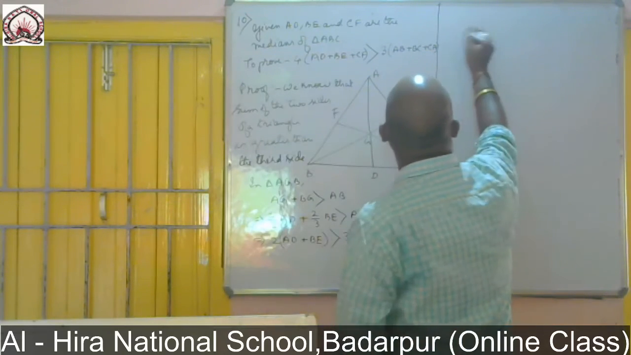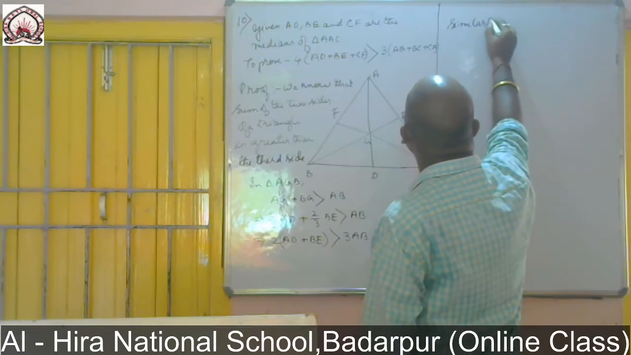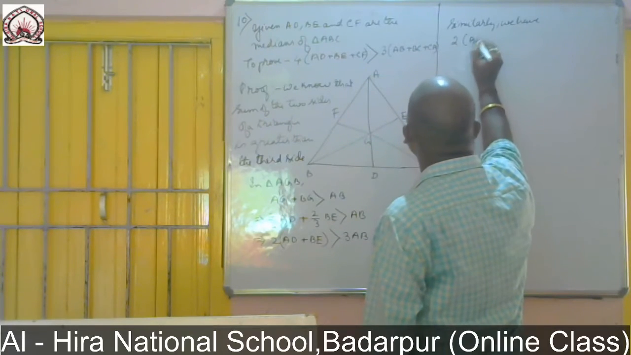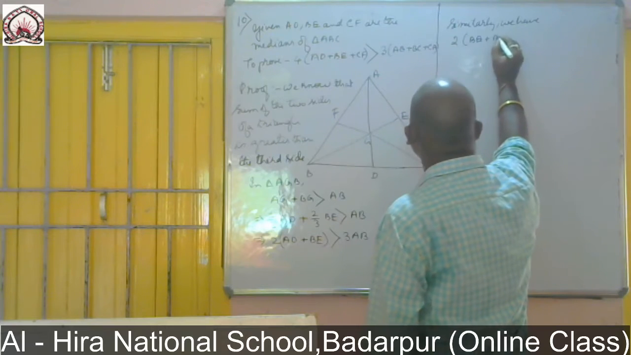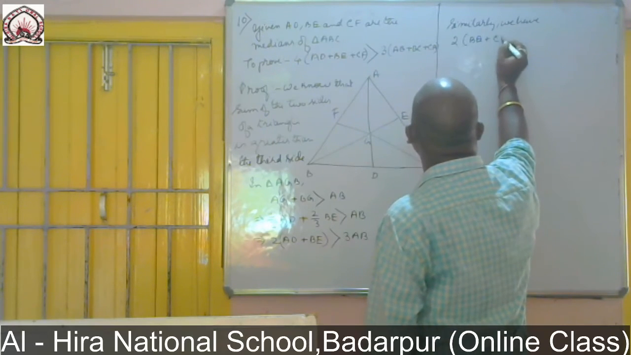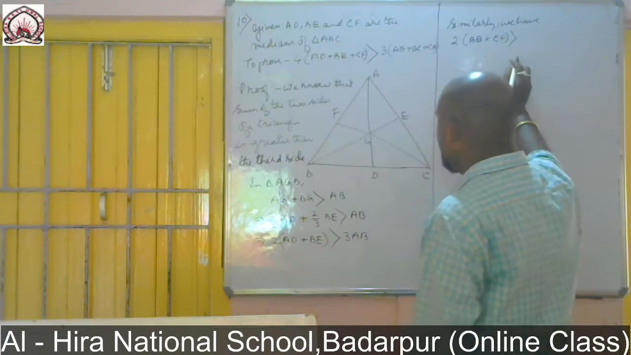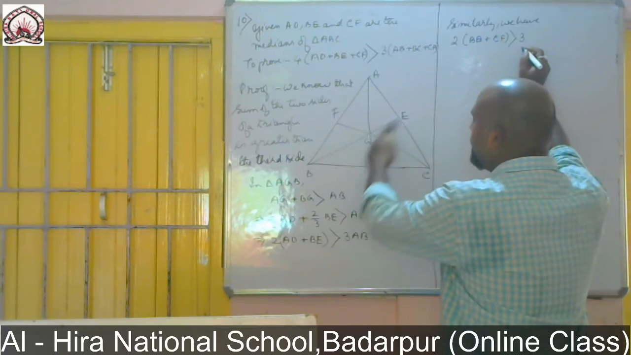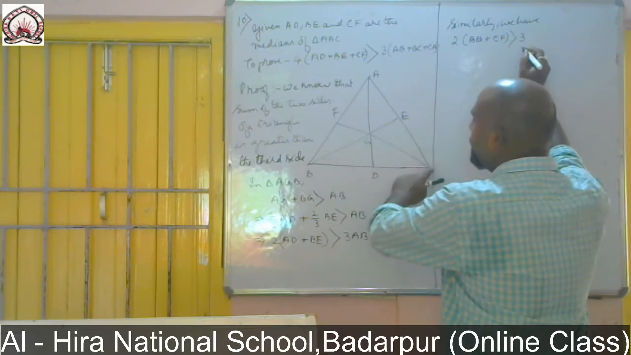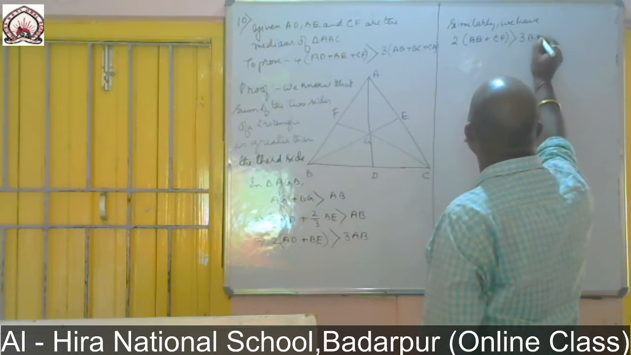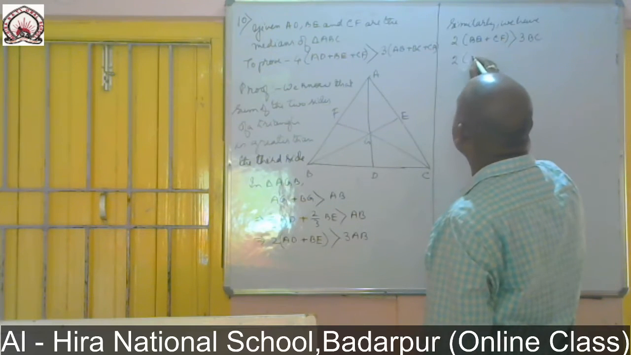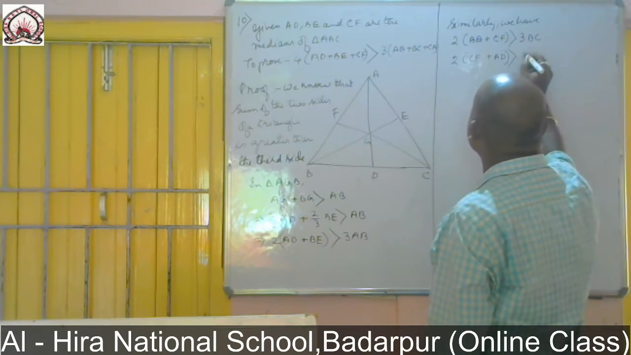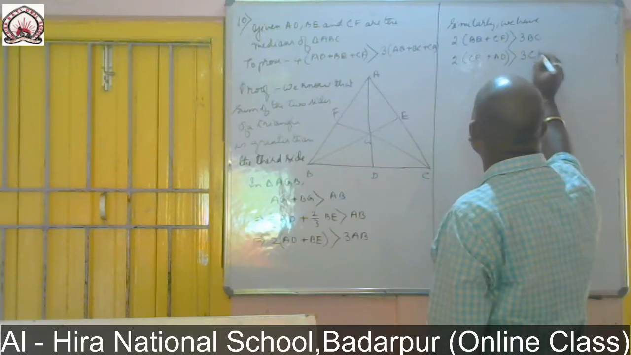Similarly, we have 2 times of BE plus CF is greater than 3 times of BC, and twice of CF plus AD is greater than 3 times of CA.